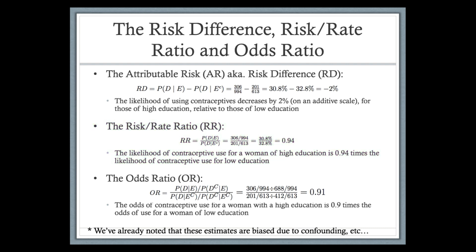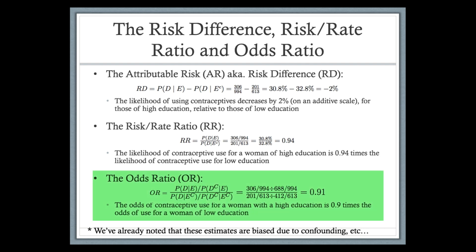Through some other examples, we'll talk about the difference between the attributable risk and the risk ratio, or what we mean by looking at the difference on an additive scale versus on a relative scale. So we'll look at a few examples to try and tease those two apart. The final measure is the odds ratio, and this is a ratio of the odds of disease given someone's exposed relative to the odds of disease given they're not exposed.